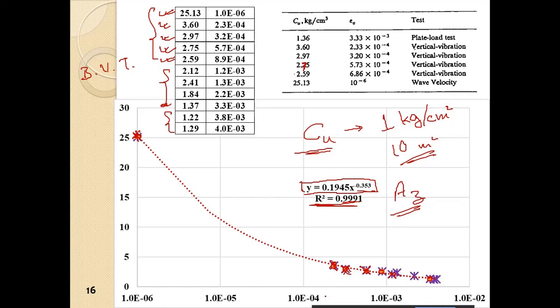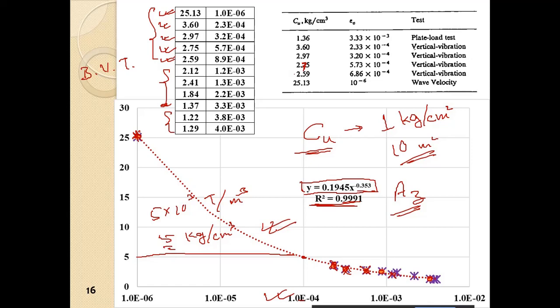Now if my amplitude of motion is, suppose, 10 to the power minus 4, then I will take 5 into 10 to the power 3 ton per meter cube, or 5 kg per centimeter cube. Okay, so that I can take from here. So that is the solution of the problem. I just want you to go through that, understand that problem and look into that, because this is a very important problem as far as dynamic soil properties are concerned.